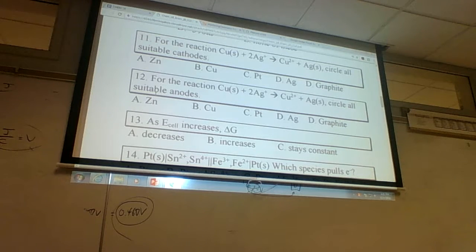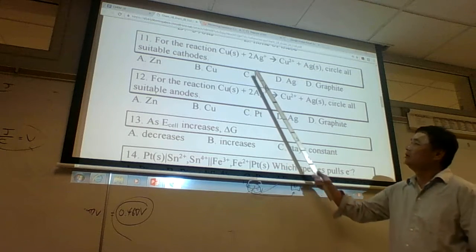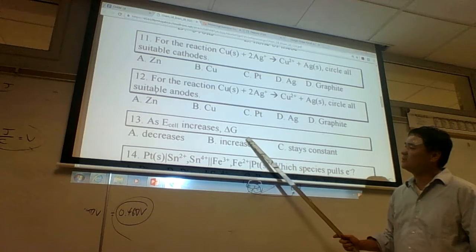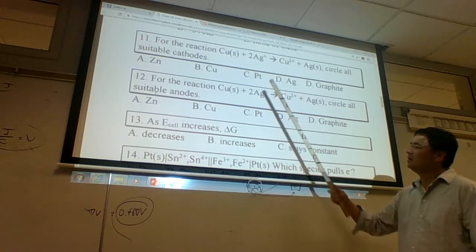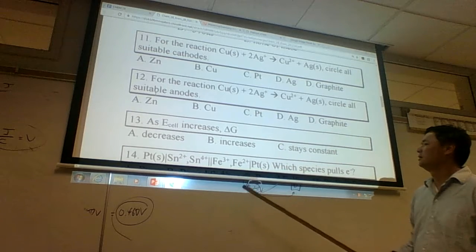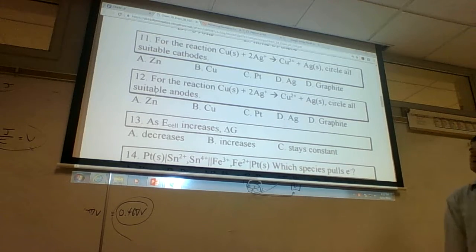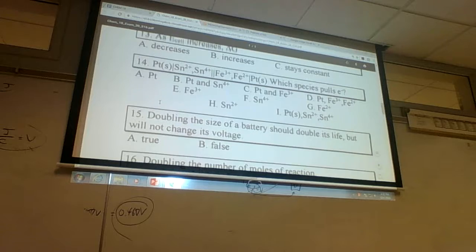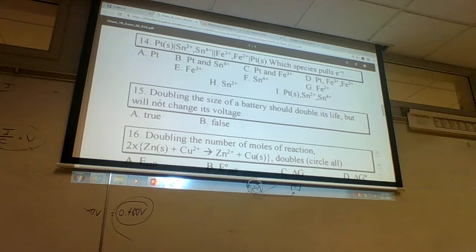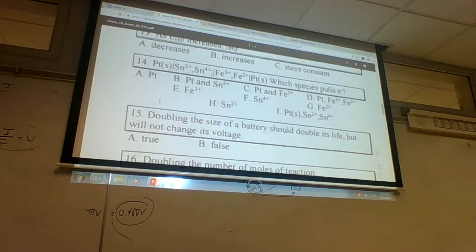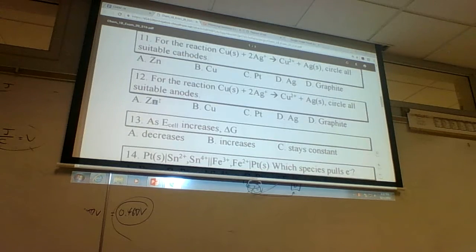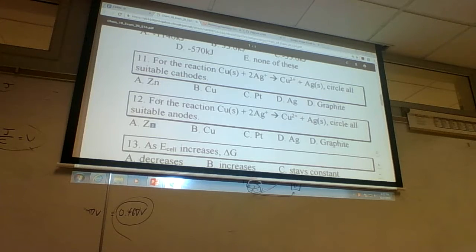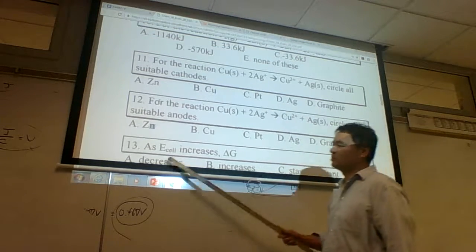So look at 11 and 12. We should be able to do 11, 12, and actually we should be able to do 13. Cool. 11, 12, 13, 14. Actually, we should be able to do 11, 12, 13, 14, and 15. So try those. Let's just look at 11, 12, 13 right now.